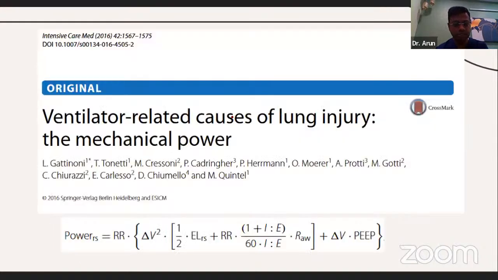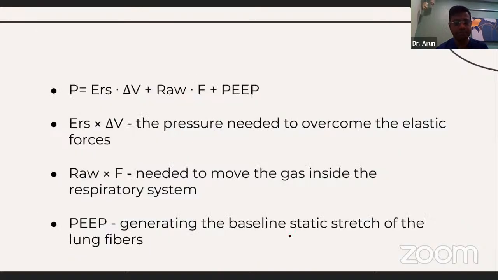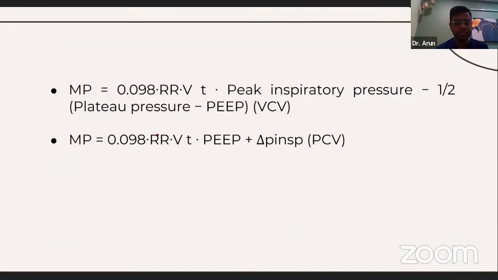So we have already shown this equation. It is quite complicated and difficult to use at the bedside. So these are the simplified equations derived from the original one. If your patient is in volume control mode, this is the equation we have to use to calculate mechanical power, that is 0.098. This 0.098 is the conversion factor from liters times centimeter H2O to joules. Joules is the mechanical power parameter. And respiratory rate times tidal volume is your minute ventilation. Peak inspiratory pressure minus half of P plat minus PEEP is nothing but your driving pressure.